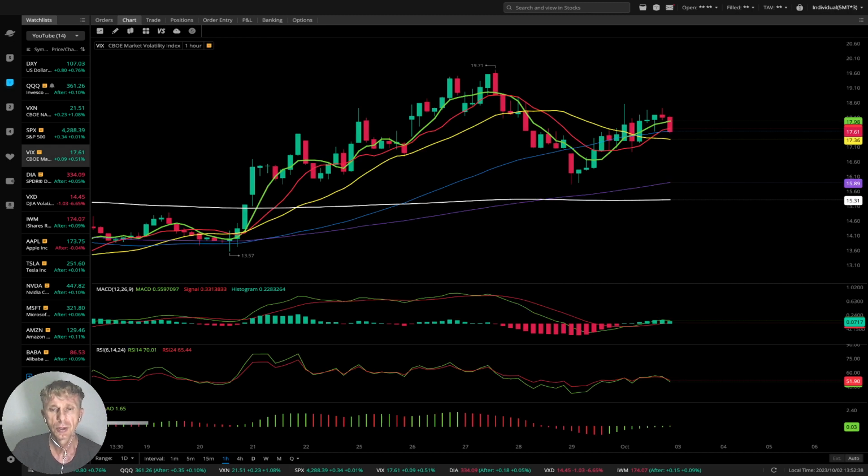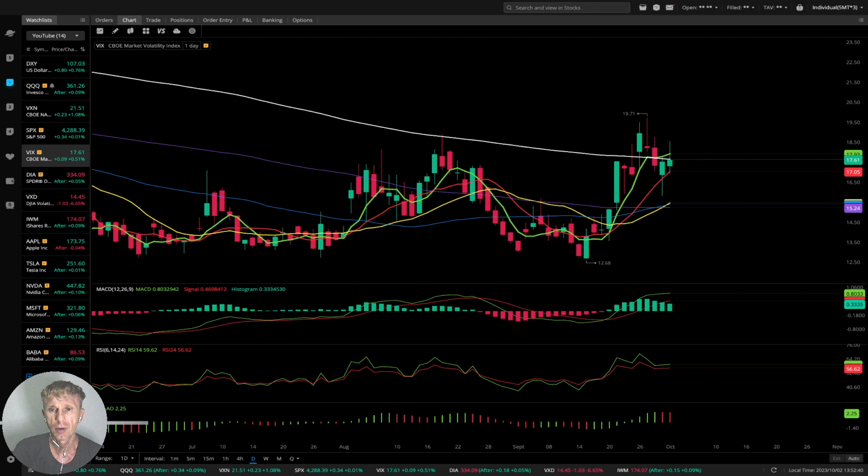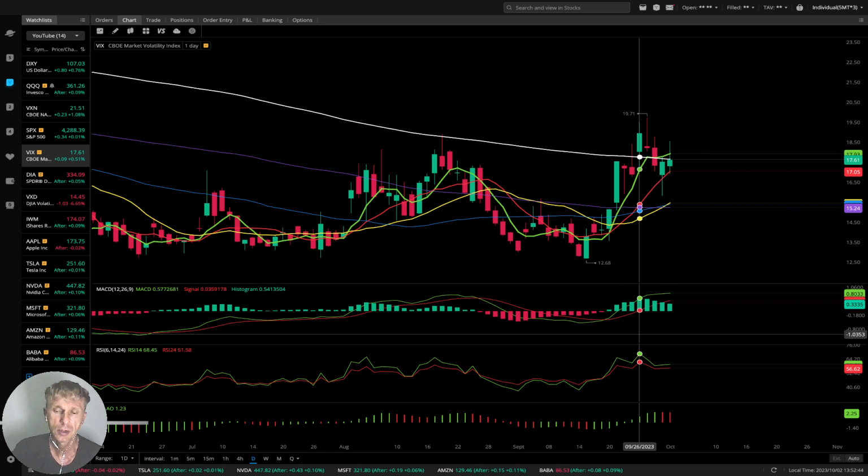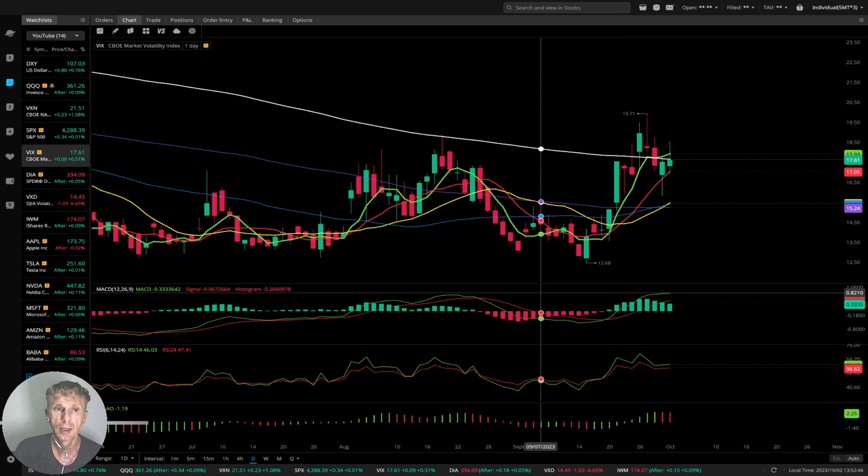VIX volatility index for S&P 500. MA5 did bullish crossover over 200. It is still positive bullish trend, and it is negative for S&P 500.